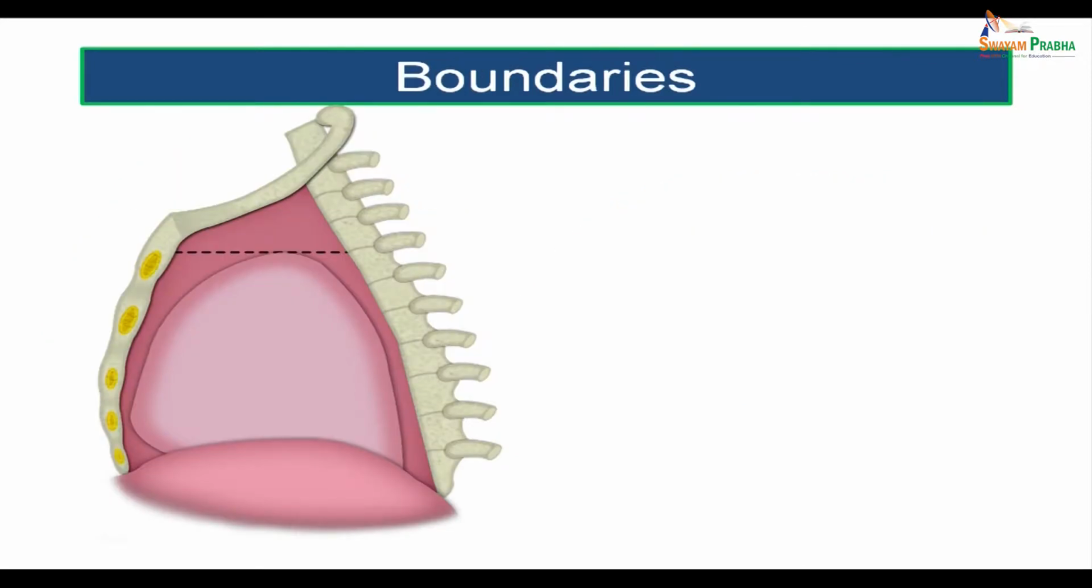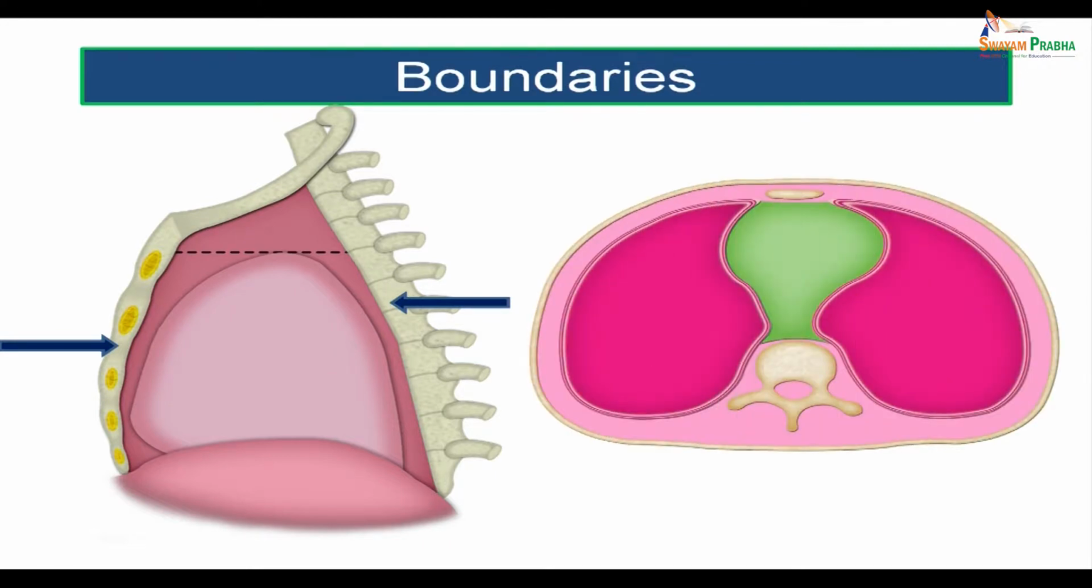Let us look at the boundaries of mediastinum. Mediastinum is bounded anteriorly by the sternum, posteriorly by the 12 thoracic vertebrae with the intervening intervertebral discs, superiorly by the thoracic inlet, and inferiorly by the diaphragm. You can also have a cross-sectional view here, and the mediastinum is bounded on either side by the mediastinal pleura.